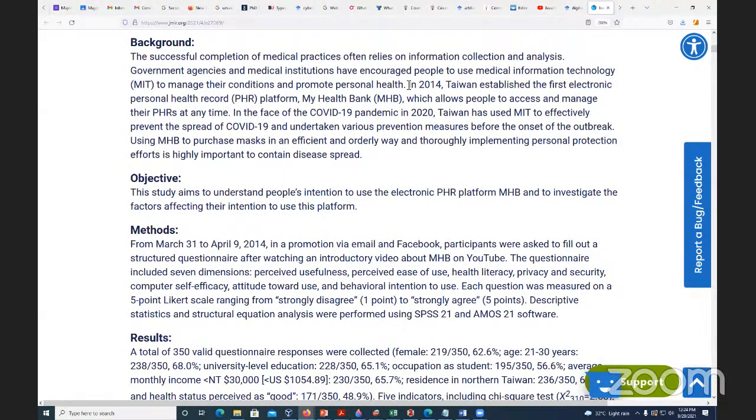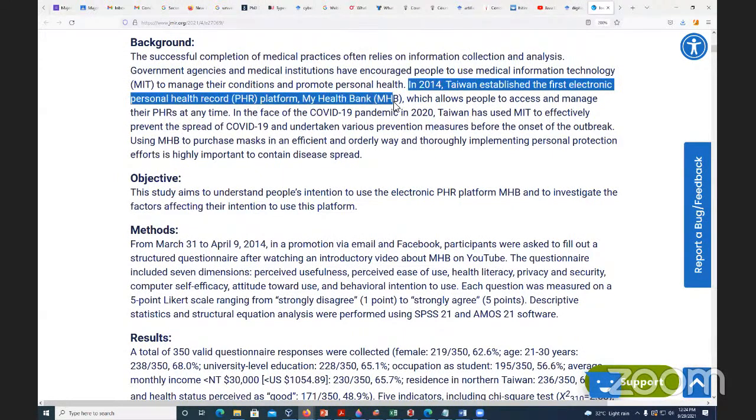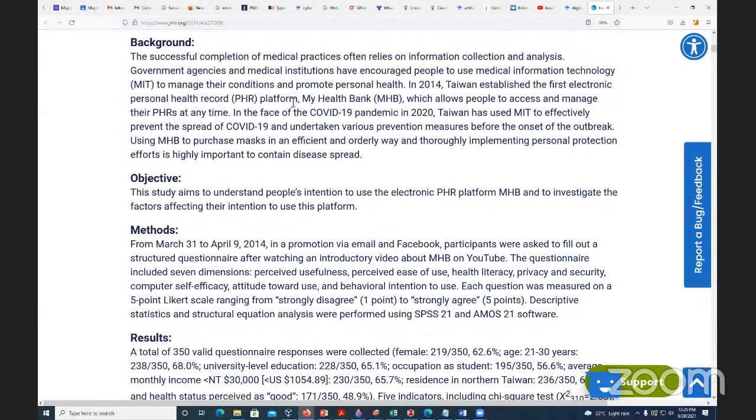Okay, let's back up. This is not for the pandemic. They established a personal health platform in 2014. Guys, you need to read carefully. Then in the face of the pandemic, they used the medical information technology that they put in place back in 2014 to help with COVID. So 6 years later, they used the same system that had been apparently working for 6 years. And maybe people could purchase masks online. We need to read the rest of the paper.